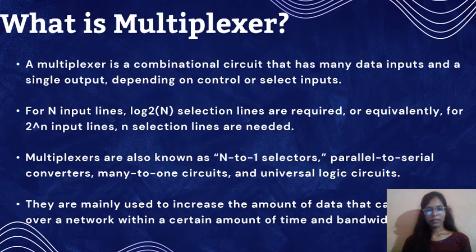What is a multiplexer? A multiplexer is a combinational circuit that has many data inputs and a single output, depending on control or select inputs. For 2^n input lines, n selection lines are needed. Multiplexers are also known as n-to-1 selectors, parallel to serial converters, many-to-one circuits, and universal logic circuits. Generally, a multiplexer is called a MUX.